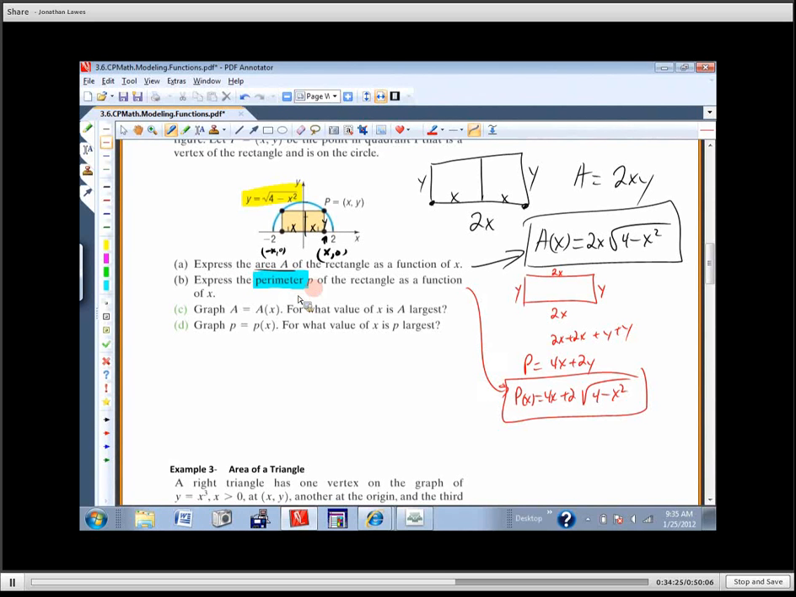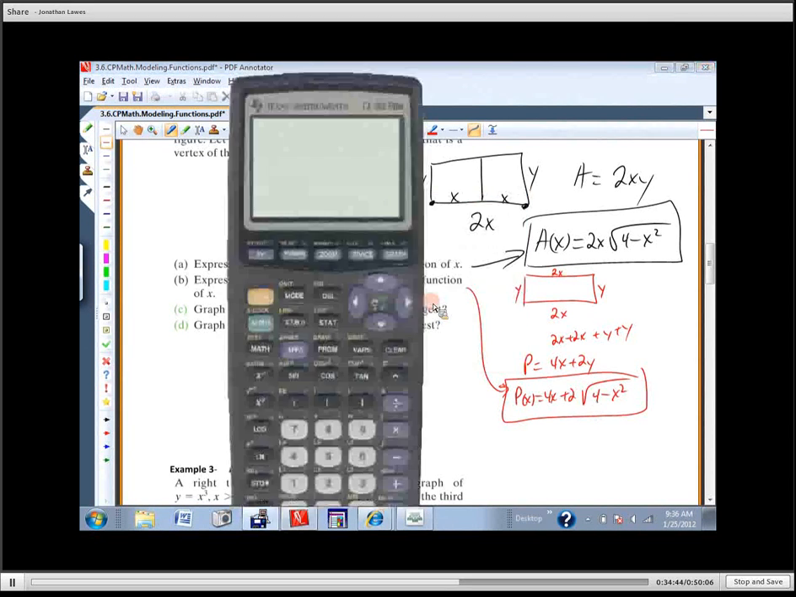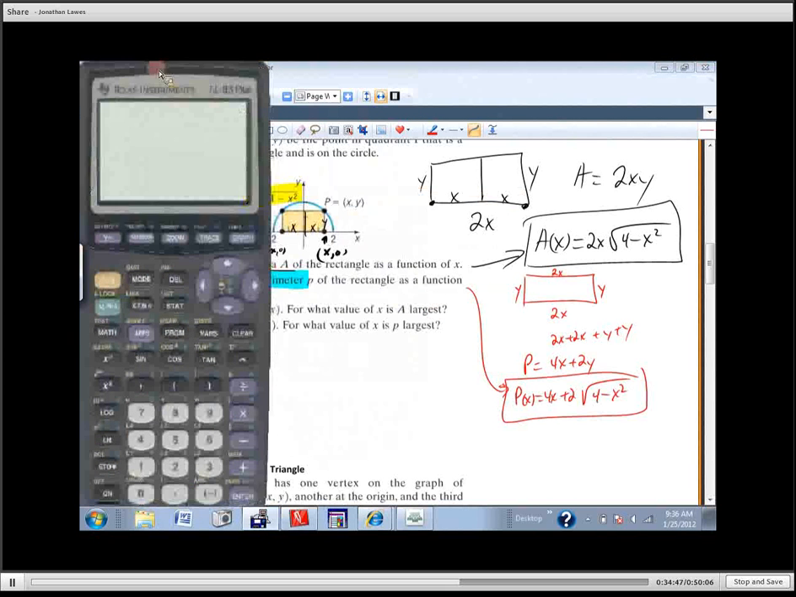Express the perimeter P of the rectangle as a function of x. Have we expressed the perimeter with only x's? Absolutely, there we go. Then you get to grab your calculator, because once you get here, all you have to do is type it into your calculator, make sure you type it in the right way, and you're in business. So first we're going to do A.